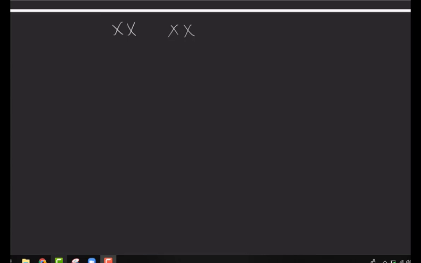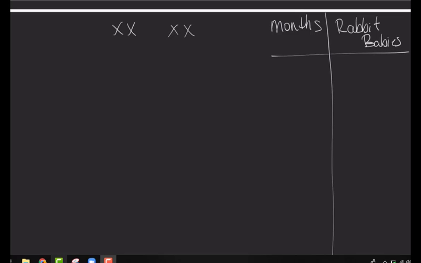So we're gonna do months. We're gonna do a table at the same time. We're gonna go with babies. Instead of looking at the total number of rabbits that we have, we're just gonna look at how many new ones end up coming out of all of this.